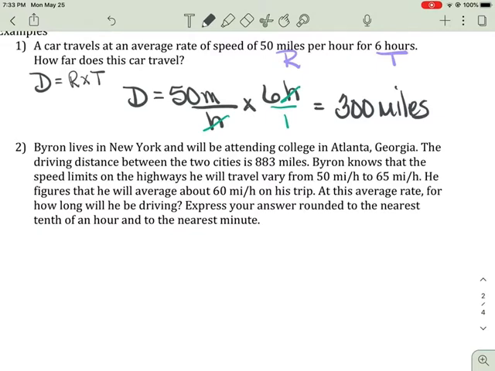All right, so here we have Byron, who lives in New York and will be attending college in Atlanta, Georgia. The driving distance between the two cities is 883 miles. Now, he knows that speed limits on the highways that he's going to travel range from 50 to 65 miles per hour. He figures he will average about 60 miles per hour on his trip. At this average rate, for how long will he be driving? And express our answers to the nearest tenth of an hour and to the nearest minute. So we're going to express our answer in 2 different ways.